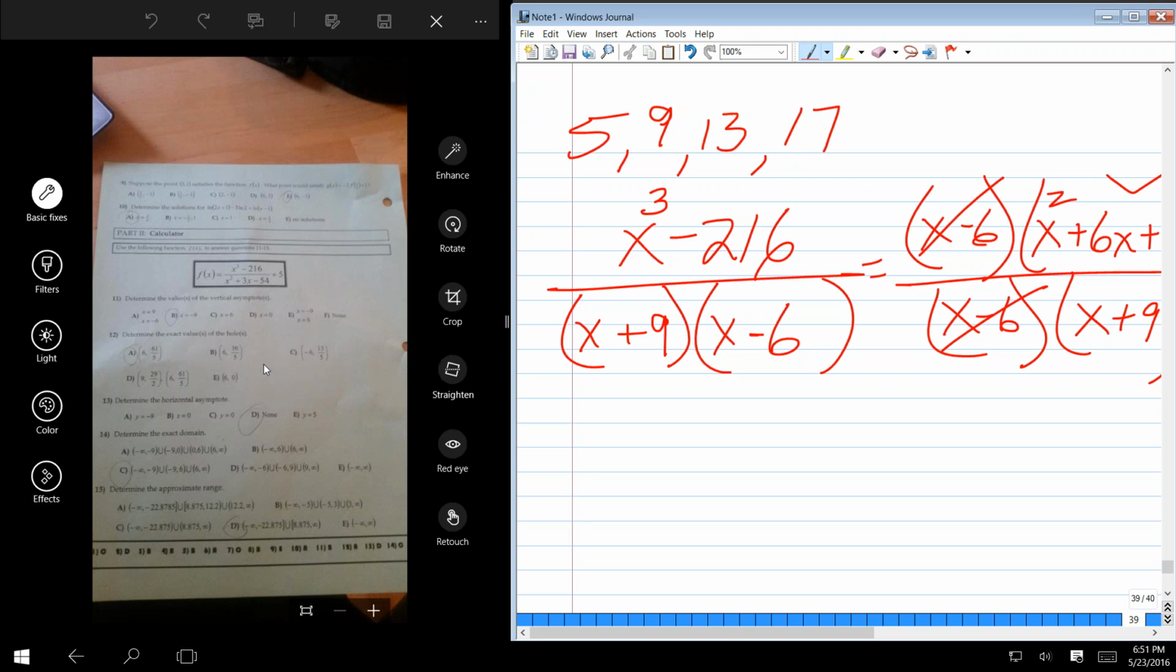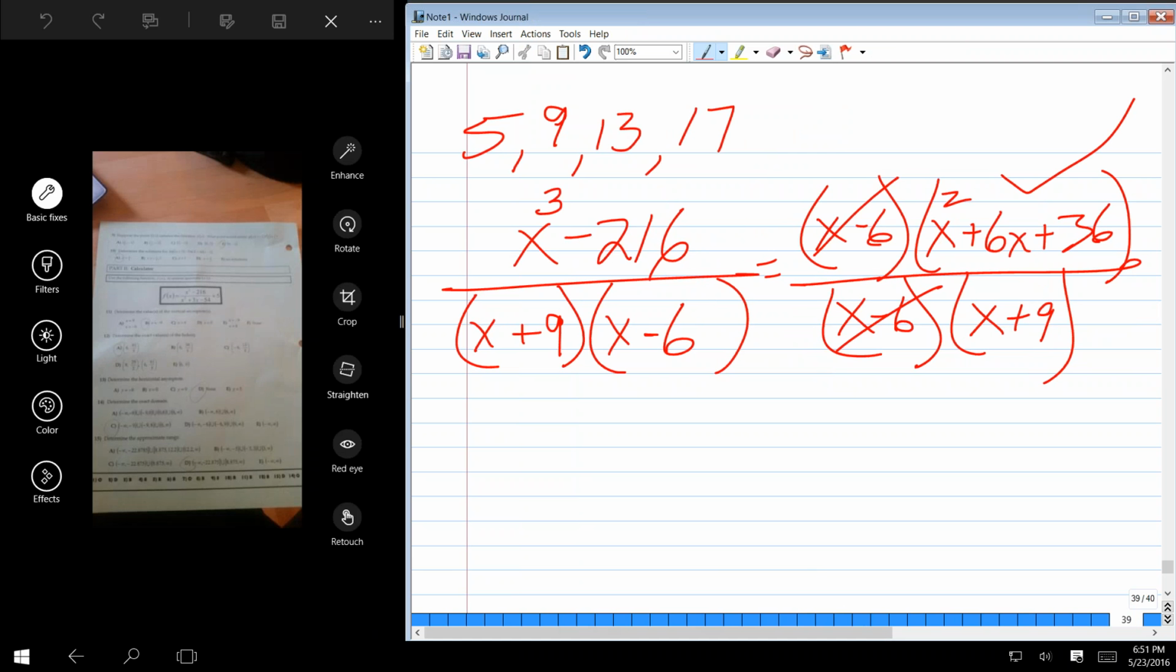Now, see what I don't like about this? And I'm beginning to think I'm wrong, but I bet I'm not. X cannot be 6. So when it says determine the exact values of the hole, they're saying, well, yeah, if I plug 6 into this equation on the right, I will get the limit of the function as x approaches 6. In other words, I'm not getting the value of the function at x equals 6. X cannot be equal to 6. That's why it's a hole.